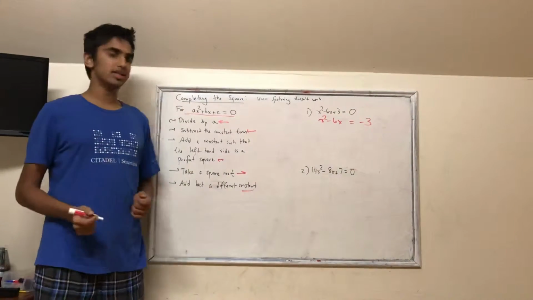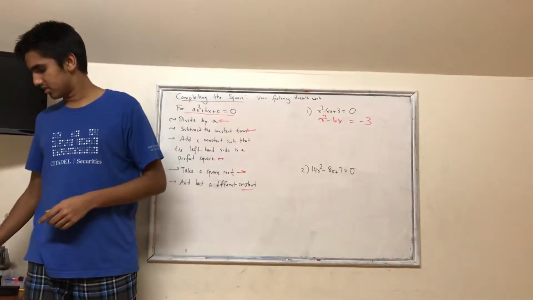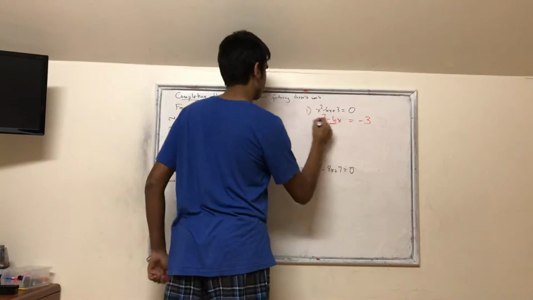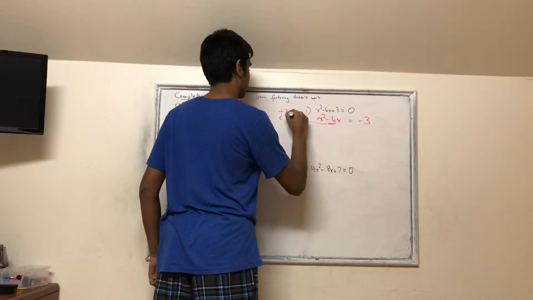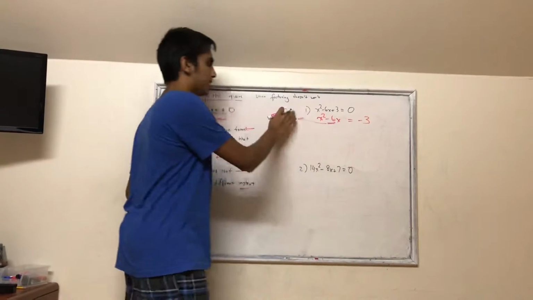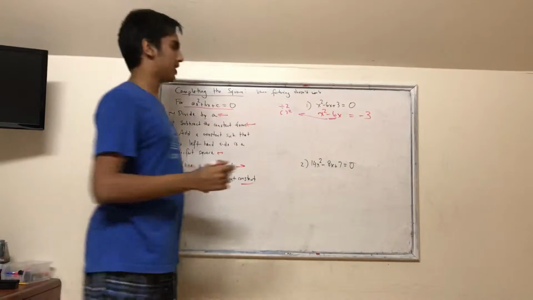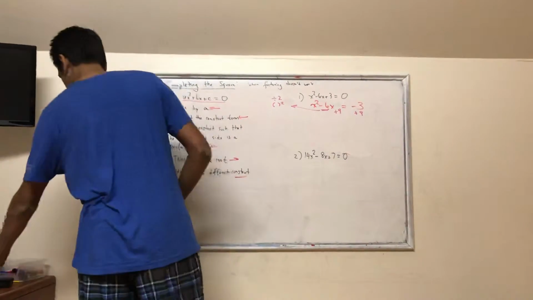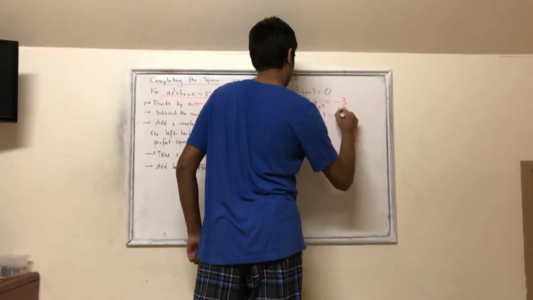Finally, we have to add a constant so that the left-hand side is a perfect square. Well, how do we make sure that it's a perfect square? We take this coefficient, minus 6, divide by 2, and then square it. So we take negative 6, divide by 2, that's negative 3. We square it, and we get 9. So we have to add 9 to both sides. We end up getting x squared minus 6x plus 9 equals 6.